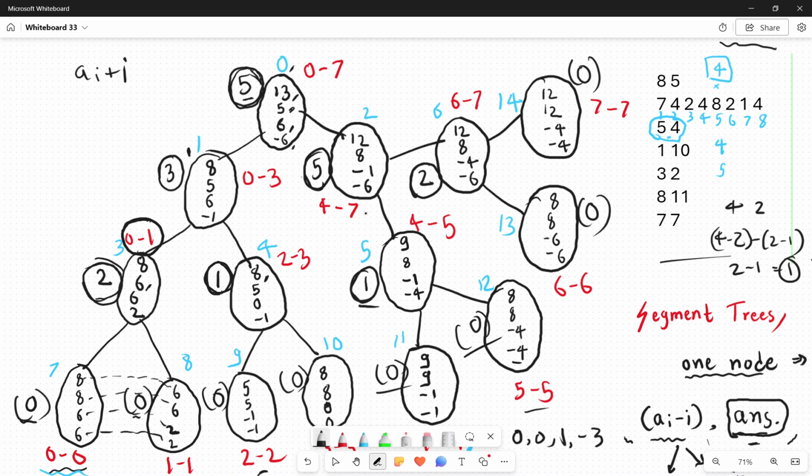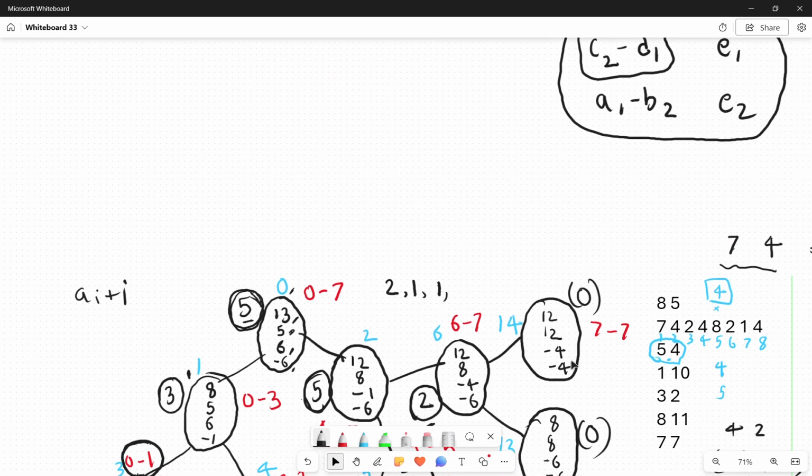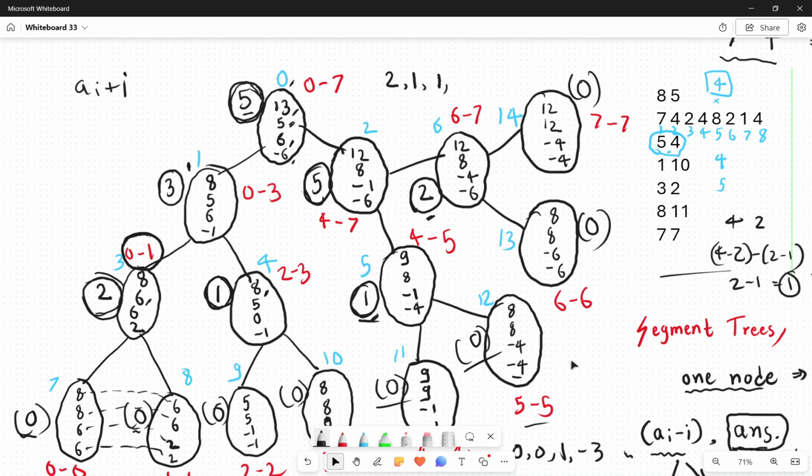-1 and -6 will remain as it is. And what about our answer? So answer will be maximum of 2 comma 1. So basically these are two candidates, 2 comma 1, and a1 minus b2, so 9 minus 8, 1, and c2 minus d1, I believe. Yeah, c2 minus d1.